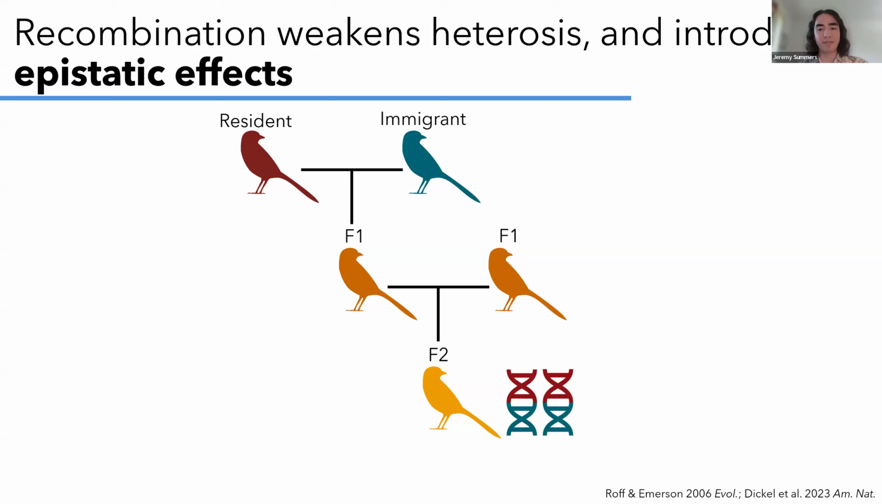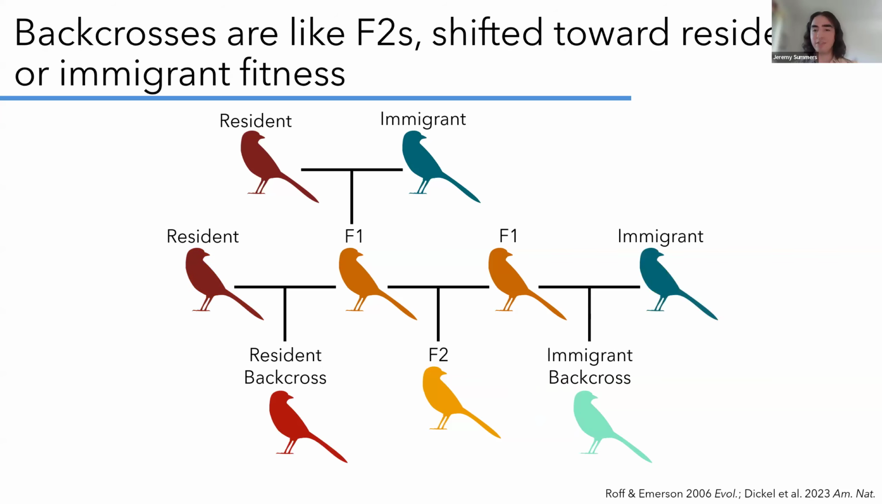However, recombination allows F2s to be homozygous for immigrant or resident alleles at different loci along the genome. This reduces the effects of heterosis and introduces epistatic effects, where loci interact. These epistatic effects are what caused the outbreeding depression in the song sparrow population previously mentioned. Finally, F1s can pair with residents or immigrants to create resident and immigrant backcrosses, who have the same genetic effects as F2s, but will have their fitness shifted towards their non-F1 parent.